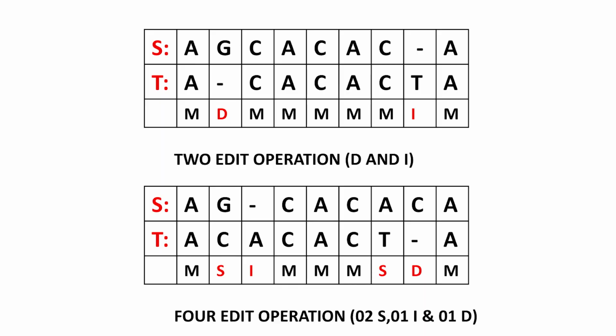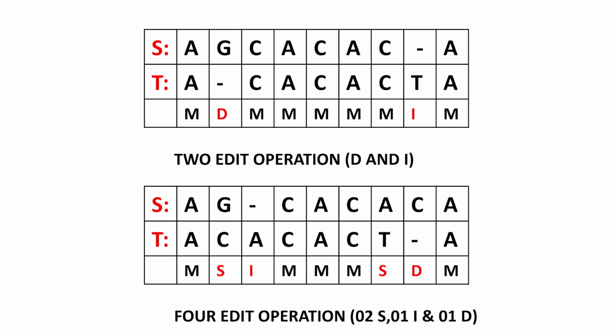For example, in the first case you can see the source and target, which are indicated in red colors. The source has the characters A, G, C, A, C, A, C, gap and A. So, this is a source, and you can count the characters: first position A, second position G, third position C, fourth A, fifth C, sixth A, seventh C, eighth is a gap character and ninth is the character A. So, the length of the source is 9.